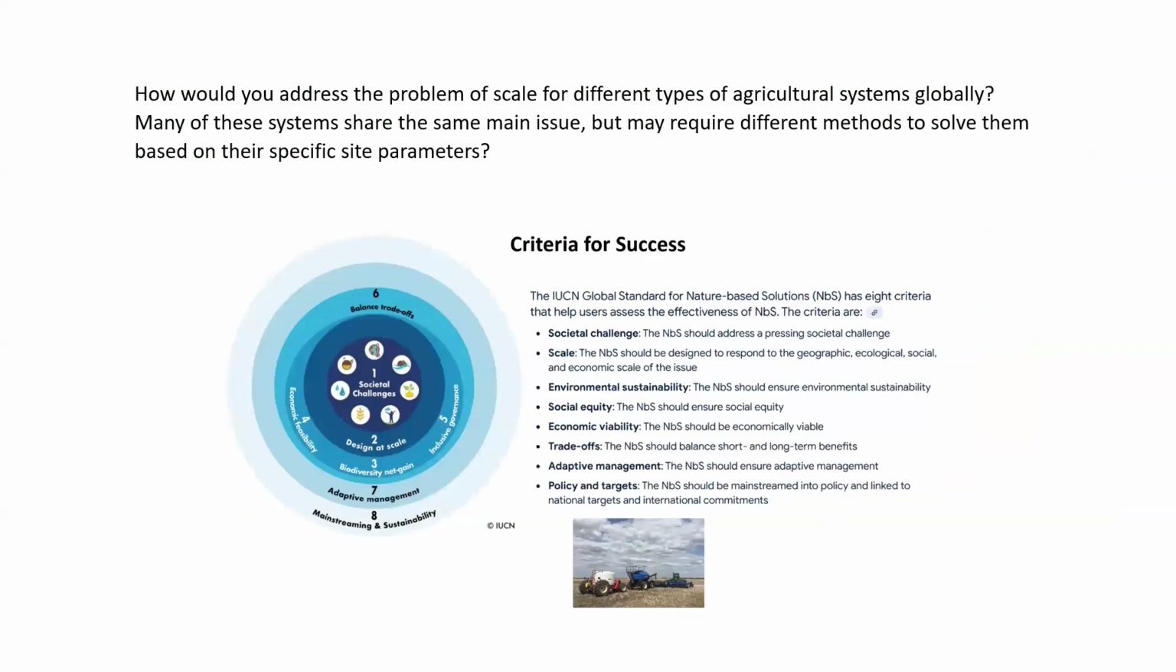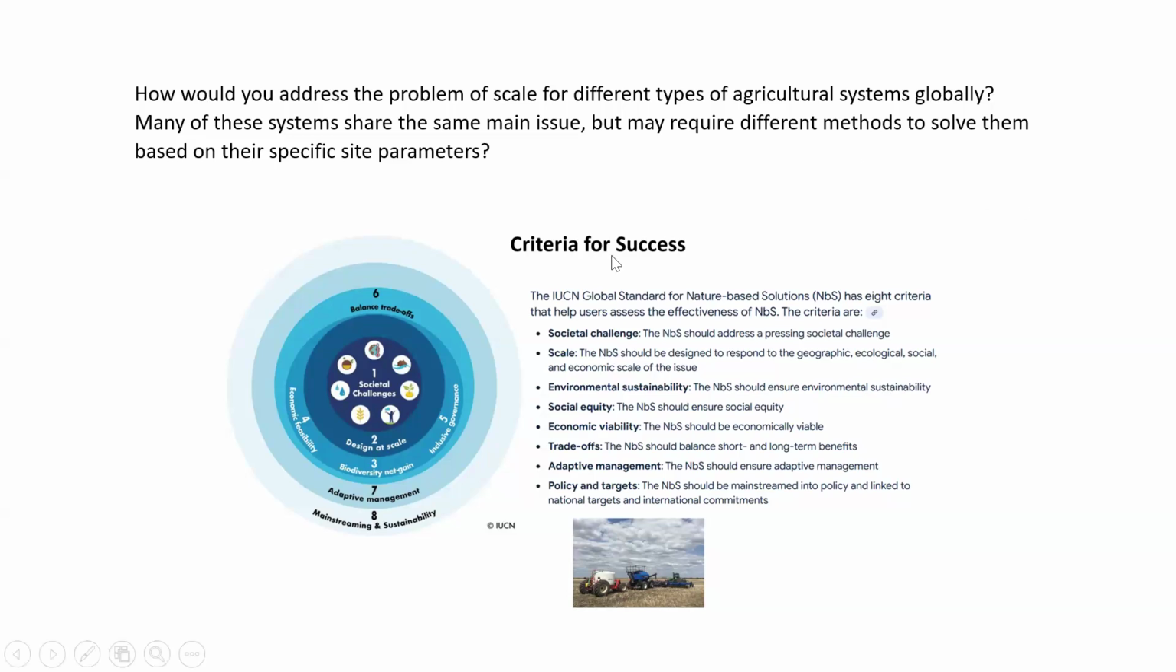the next question that came up is, how would you address the problem of scale for different types of agricultural systems globally? Many of these systems share the same main issue, but may require different methods to solve them based on their specific site parameters. Yes, you have site parameters. So if you have soil that's very acidic, you're going to want to bring that pH up through some kind of a liming or wood ash. If you have soils that have a salinity problem, let's say in Canada, that's often just a water problem. So you need to deal with the drainage in your soil by maybe growing some perennials.